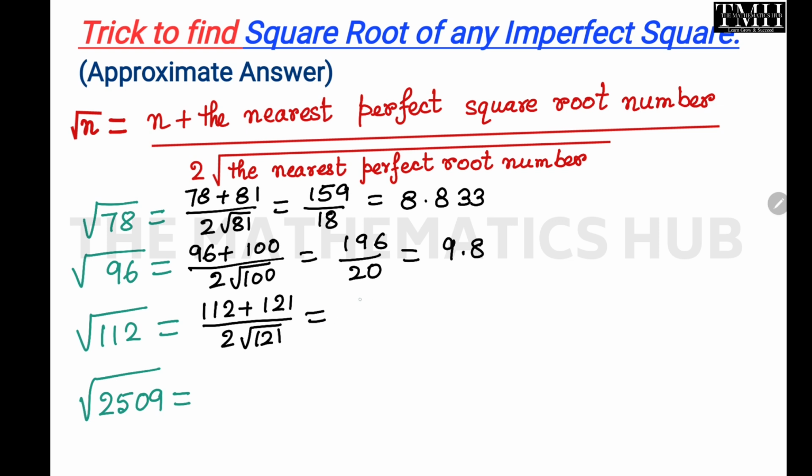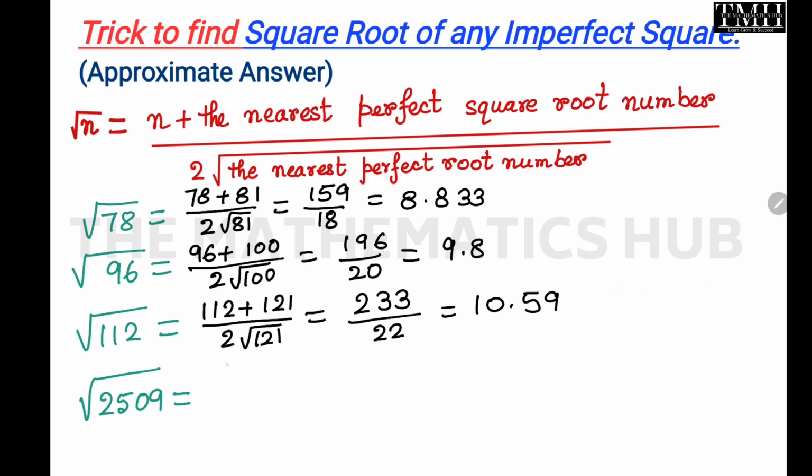Now you must have got the answer, and that is 233 by 22, which is equal to 10.59. Do you have any idea about the exact answer? If you use the calculator to find the exact answer, that will be 10.583. Now let's solve the last question together.